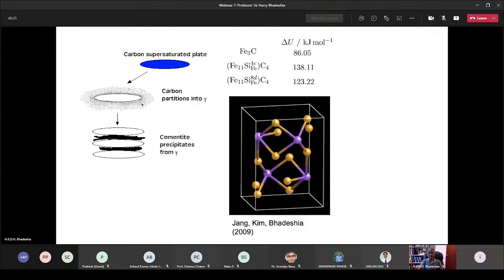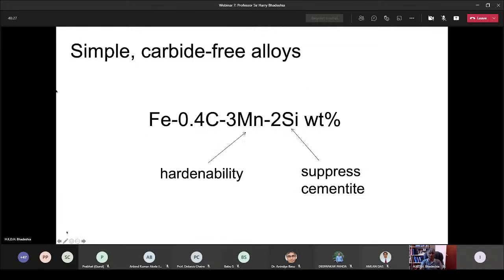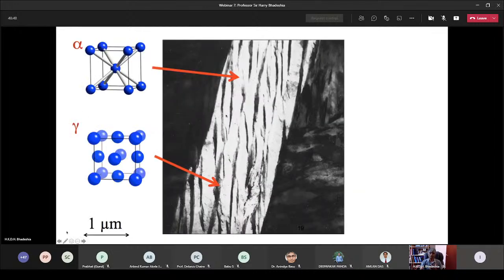So let's make a steel, all right, without doing any calculations. Iron, 0.4 carbon, add some manganese for hardenability because I want to avoid the formation of high-temperature transformation products, and add silicon to suppress cementite. There's nothing complicated about this steel. And sure enough, when you transform it isothermally, you get this beautiful structure. This is 1 micrometer in size. So the plates are about 0.2 micrometers in thickness. And in between the plates, we have the carbon-enriched austenite, not cementite, because we have our 2 weight percent of silicon in the steel.